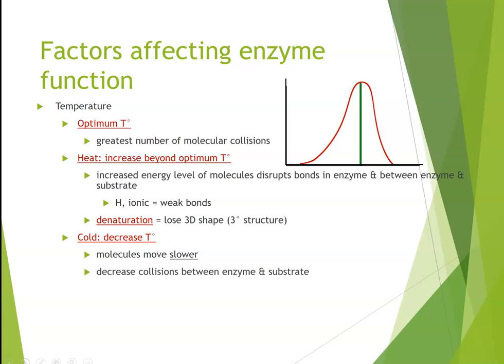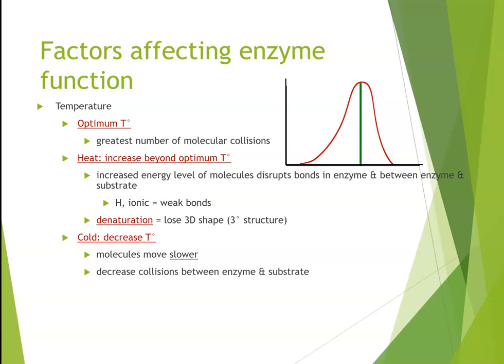Temperature is another factor that influences enzyme function, and generally each enzyme has what's considered to be its optimum temperature, which is the greatest number of collisions that happen at that particular temperature. So it's the peak of the graph here, and heat can increase the energy level of the molecules. It's going to disrupt the bonds that form.